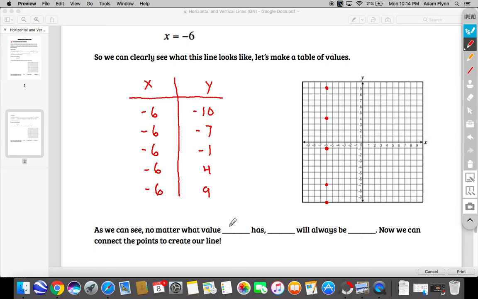So as we can see, no matter what value y has, x will always be -6. Now we can just connect the points to create our line. I'll start down here, make sure you're using a straight edge. And there we have it, a vertical line. To make it authentic, I will put my arrows on both sides. Okay. At this time, I recommend moving on to the example video for horizontal and vertical lines.